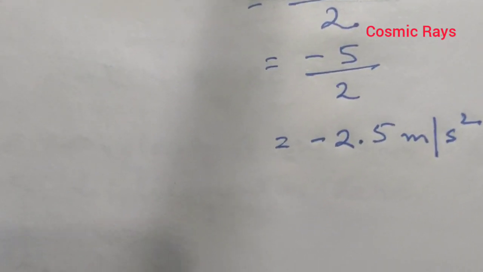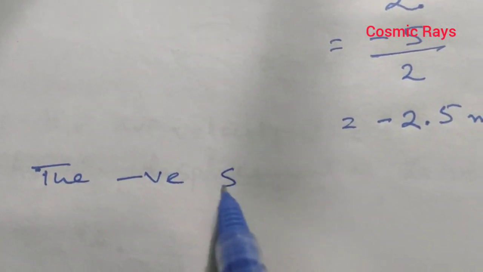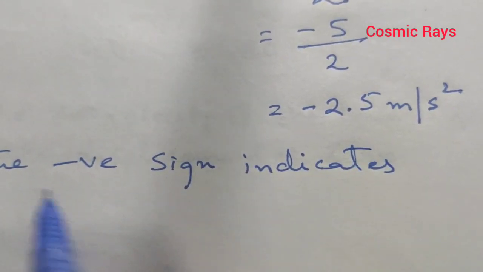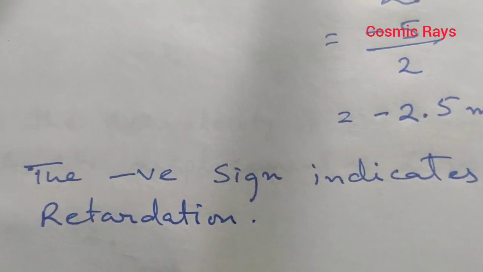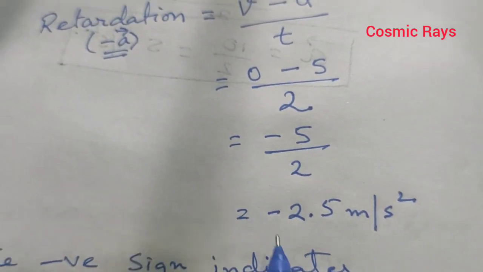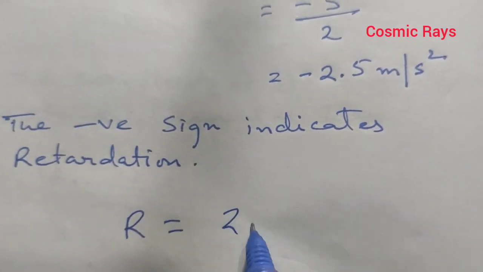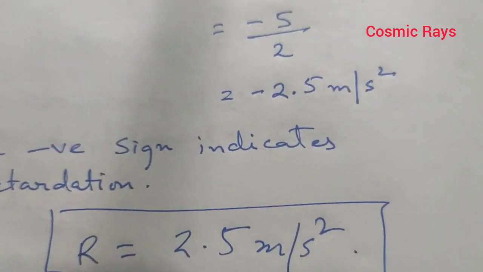Please remember, the negative sign indicates retardation. So this is the answer. Either we can write acceleration is minus 2.5, or we can simply write that retardation is 2.5 meter per second square. Now we come to question number 13.